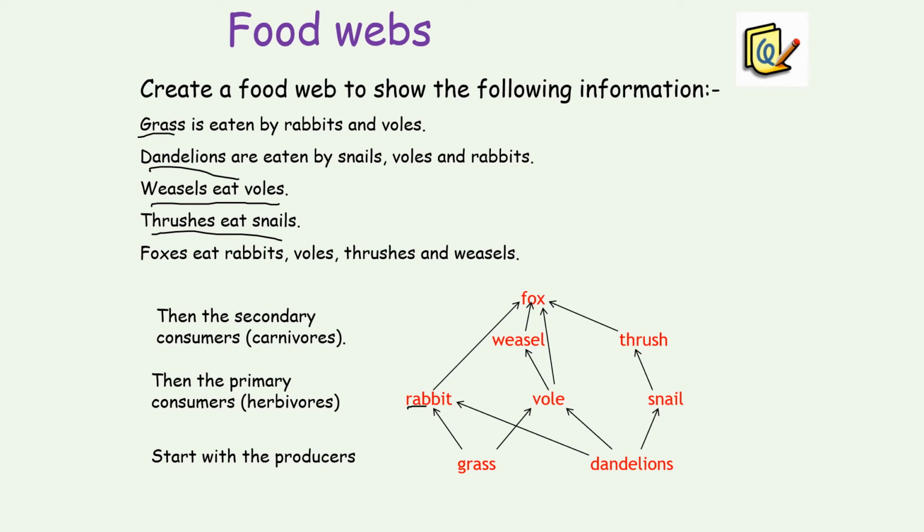In this diagram, the rabbit, the vole, and the snail are all herbivores because they're only eating plants. The weasel, the thrush, and the fox are carnivores because they're only eating animals. So well done if you managed to get that correct. If not, then go back over it.